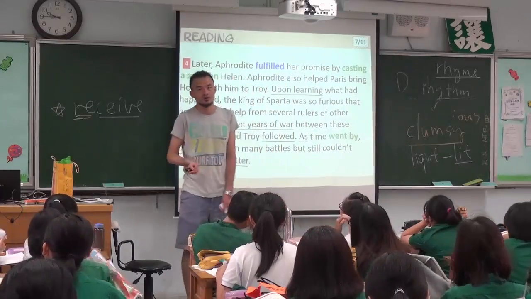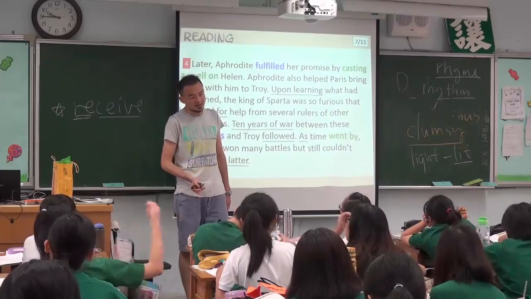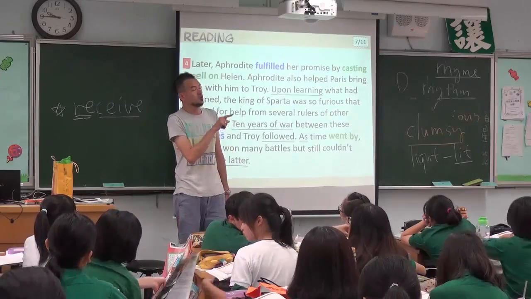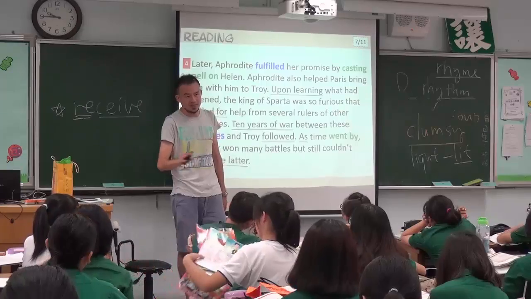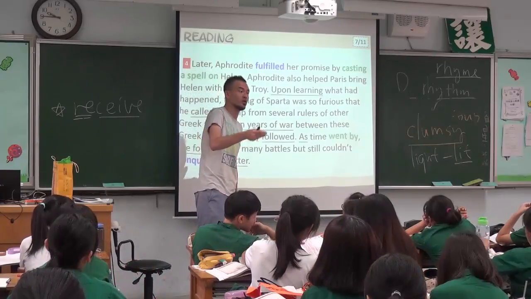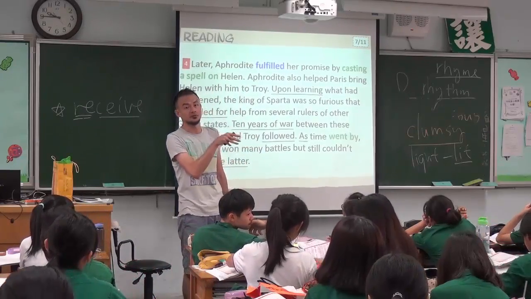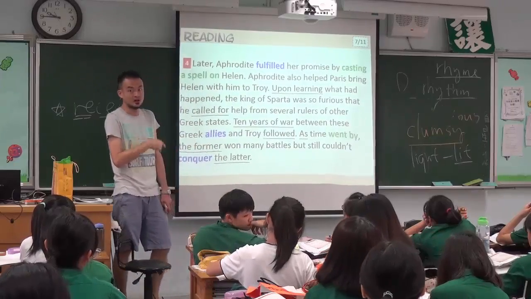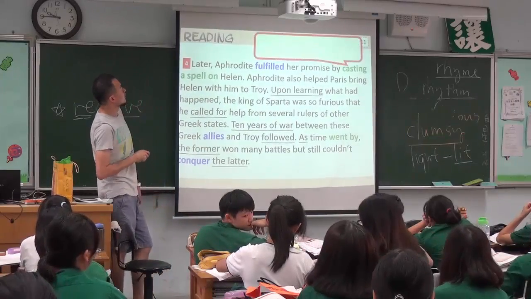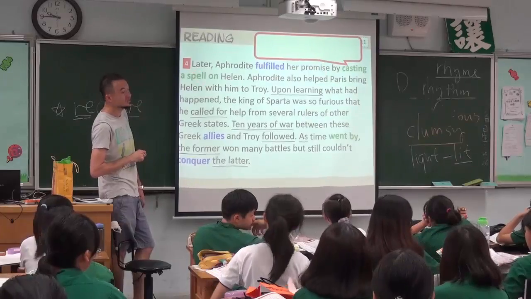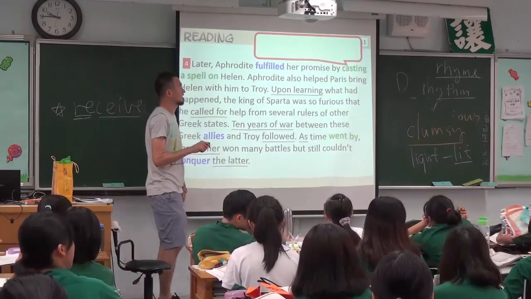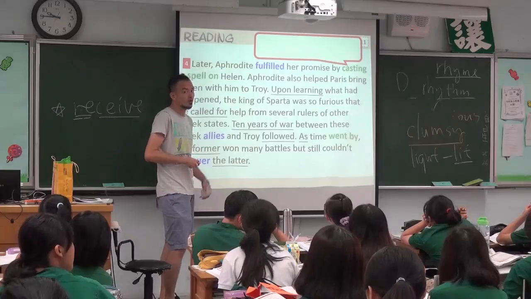The possible cause of the war was the three goddesses that were fighting for the apple. And then Paris made the judgment because he wanted the beauty of Helen. So he gave the apple to Aphrodite and then this war was caused, right? And here, later Aphrodite fulfilled her promise by casting a spell on Helen. When you say cast a spell on another person, what would be the meaning?